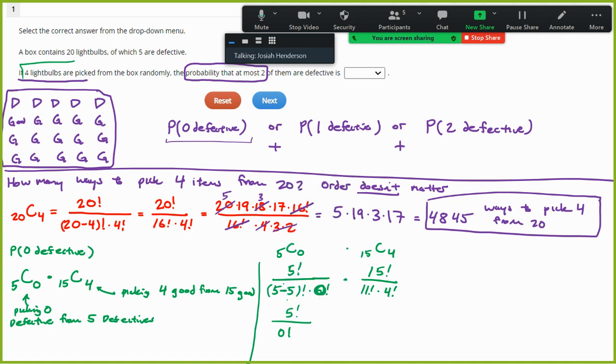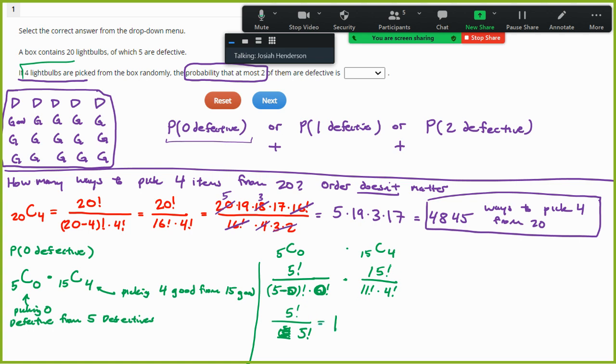Oh, that's what I did wrong. It's okay. 5 minus 5 should be 5 minus 0. It's n minus r, 5 minus 0. There we go. So we end up with 5 factorial over 5 factorial, 1.